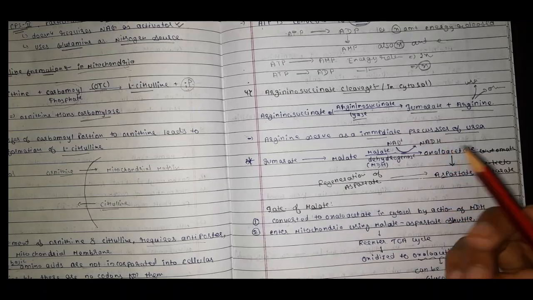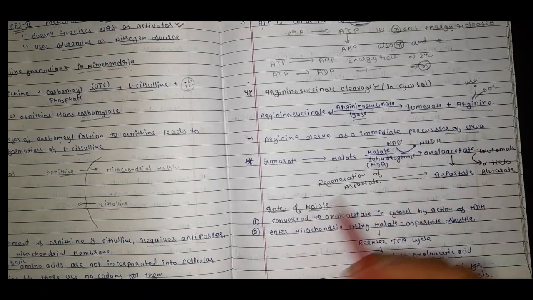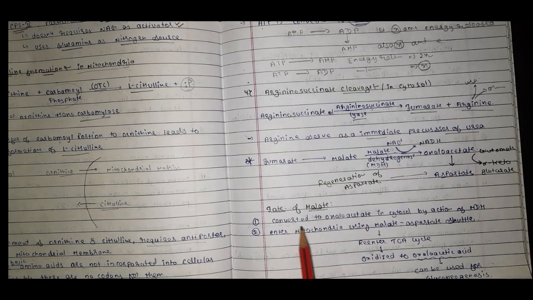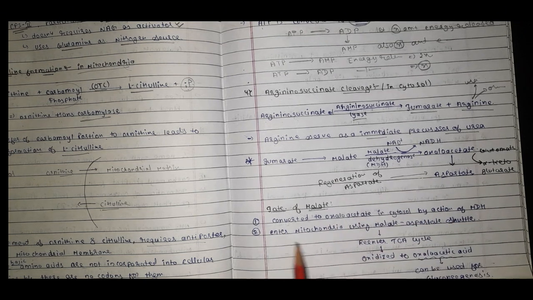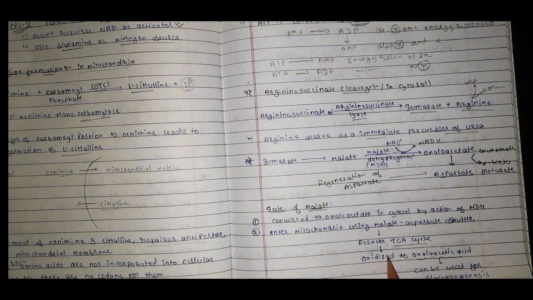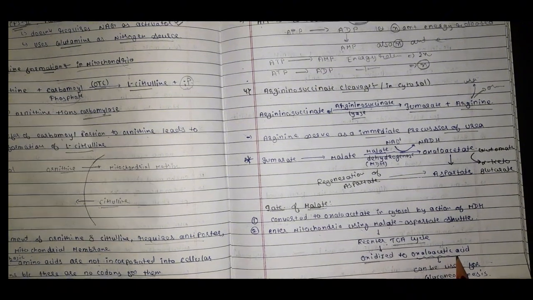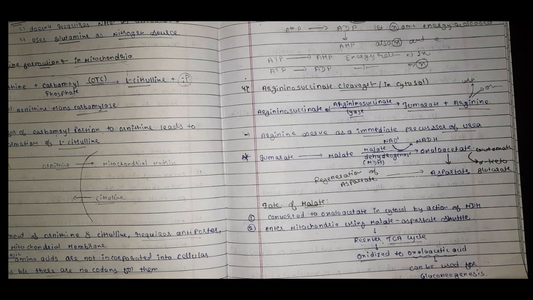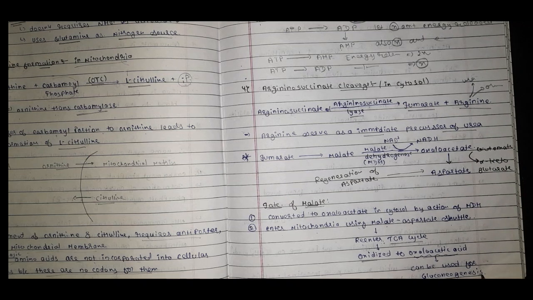Regulation or fate of malate. Malate can be converted to oxaloacetate with the help of enzyme malate dehydrogenase, or this malate can enter mitochondria using malate aspartate shuttle, by which it re-enters TCA cycle in which it gets oxidized to oxaloacetic acid and then to be used in gluconeogenesis.